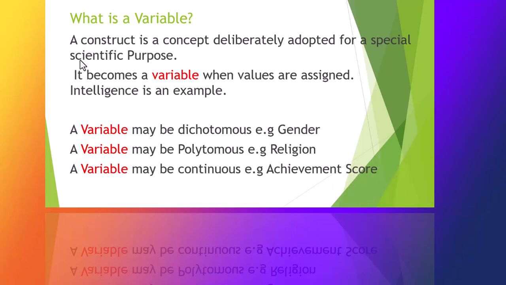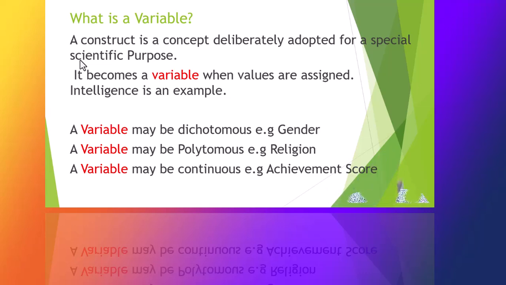What is a variable in the humanities and sciences? A variable is a concept deliberately adopted for a special scientific purpose, and it becomes a variable when values are assigned to it. And I would not deal with the types of variable based on the real type of variable in research parlance, but I'll be dealing with variables based on how they are measured.